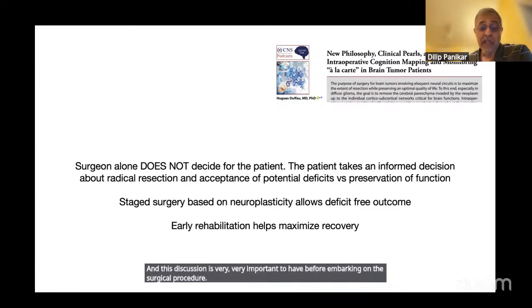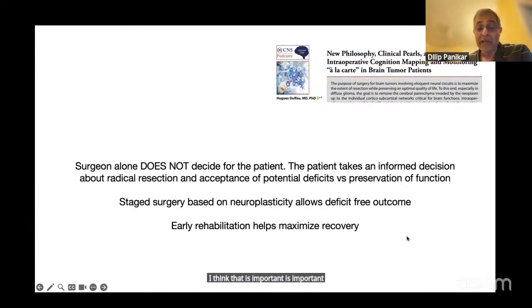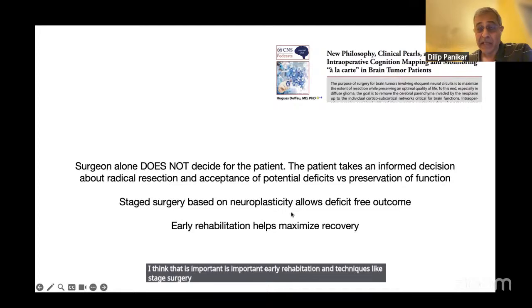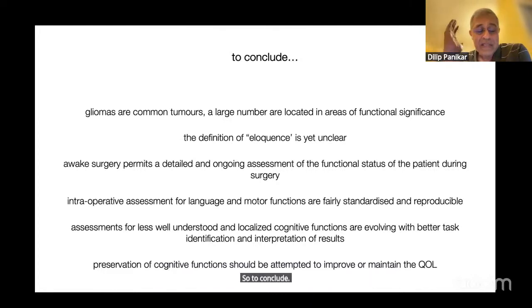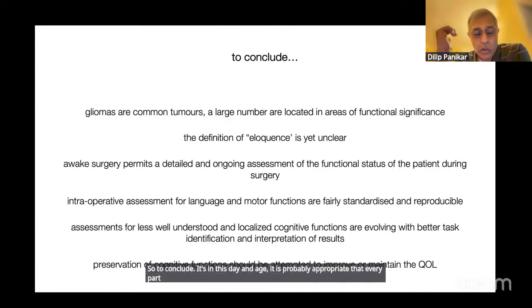Something that is important is early rehabilitation, and techniques like staged surgery based on neuroplasticity help to push the margins of resection while maintaining a good functional status. So to conclude, in this day and age, it is probably appropriate that every part of the brain is considered eloquent and does subserve function.